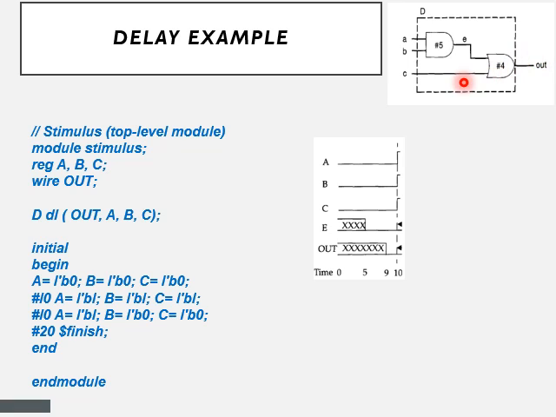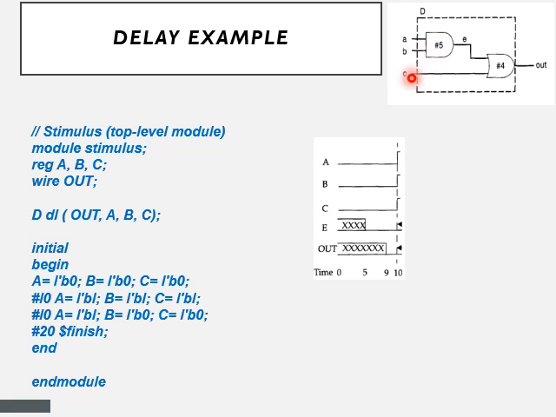For example, for the OR gate, the controlling input is 1. If any one of the inputs is 1, the output will be 1, so it will not wait for the other input at all. Irrespective of the other input, the output will be 1. Same is the case for the AND gate. For the AND gate, the controlling input is 0. If any one of the inputs is 0, the output is 0. So irrespective of the other input, the output will be 0.